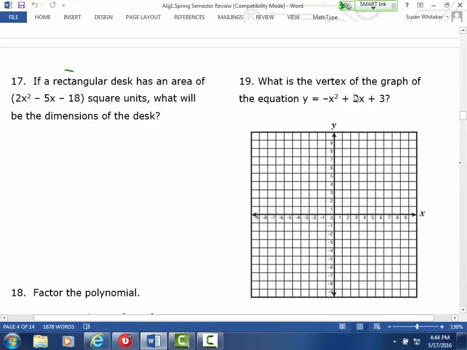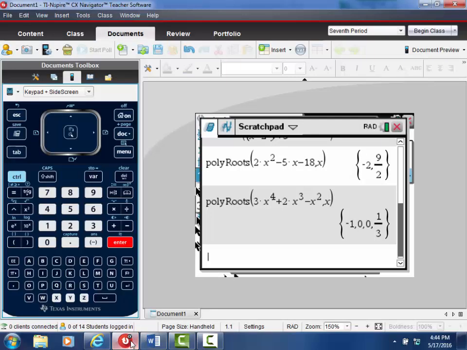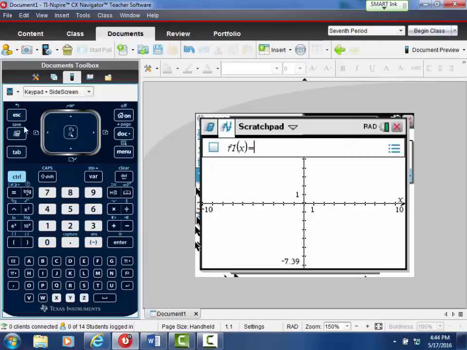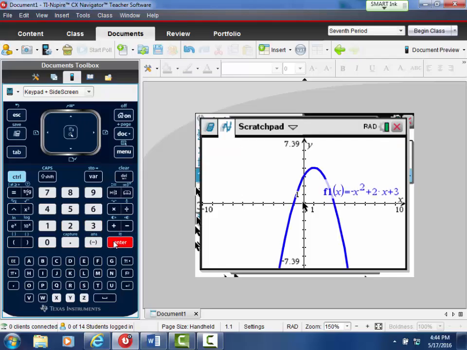What is the vertex of the graph of this equation? All right, so I could take my graphing skills and put that on this grid, but I have a perfectly good calculator that will do the graphing for me, so I think I'm going to go there. And I'm going to type my equation, which was negative x squared plus 2x plus 3. Okay, so I'm going to hit enter, and that gives me my graph.